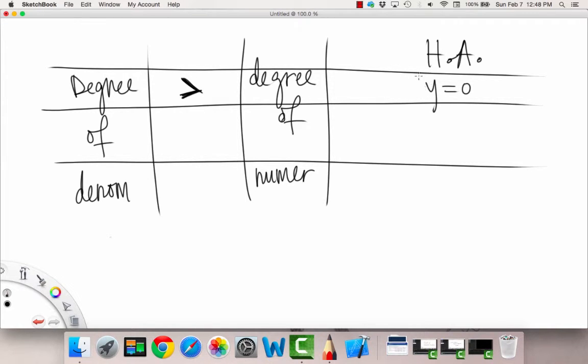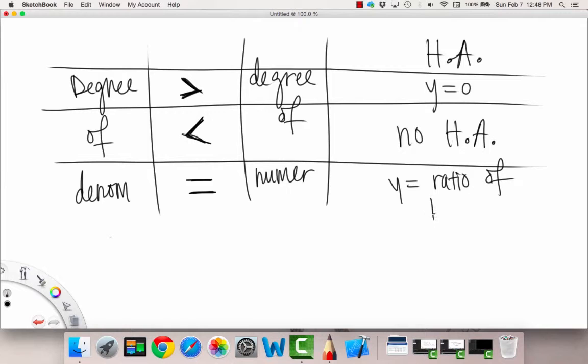Okay, and then we have, let's see what else. We could have the other case where the denominator's degree is smaller than the numerator's, and then therefore we don't have any horizontal asymptotes because our function either goes to infinity or negative infinity. Okay, and then the last case was if they're equal, then you just look at y is equal to the ratio of leading coefficients. Okay, and those are our 3 cases that we've gone over.